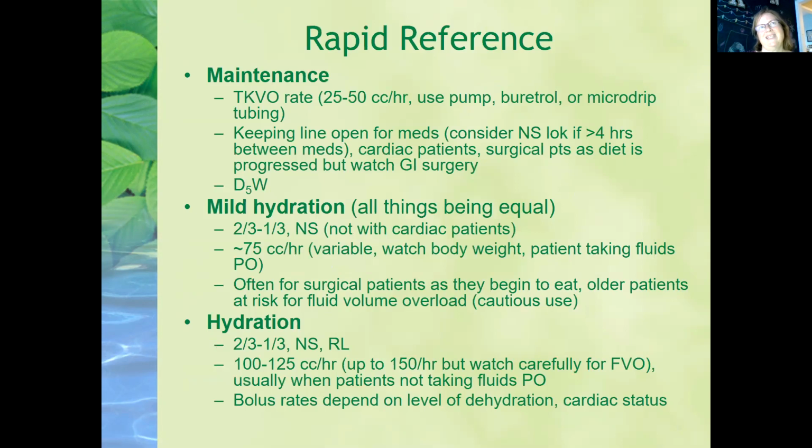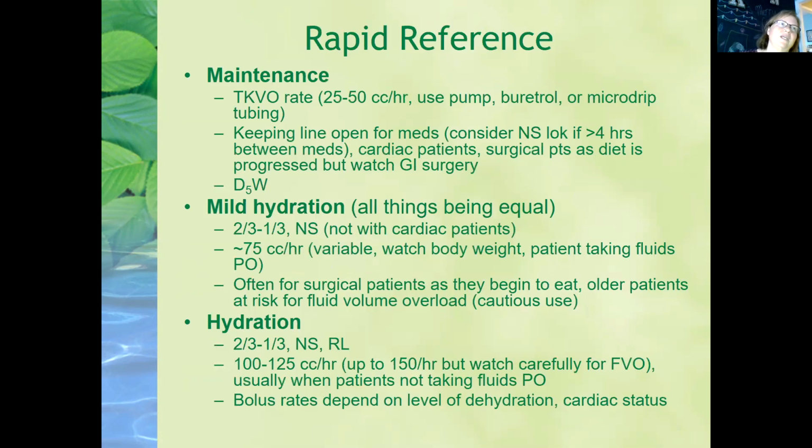The rate when we need to hydrate a patient is going to be somewhere between 100 and 125 an hour. We can go up to 150 an hour, but we're going to really watch cardiac status. We're going to look at the age of our patient and whether they're taking anything in by mouth, what their output is, making sure they don't go into fluid overload. Typically, we see 100 to 125 an hour. And then also we've got bolus rates, and that's going to depend on a whole bunch of things: cardiac status, level of dehydration. If the patient is acutely ill, for example, in shock, then we're talking about something entirely different.